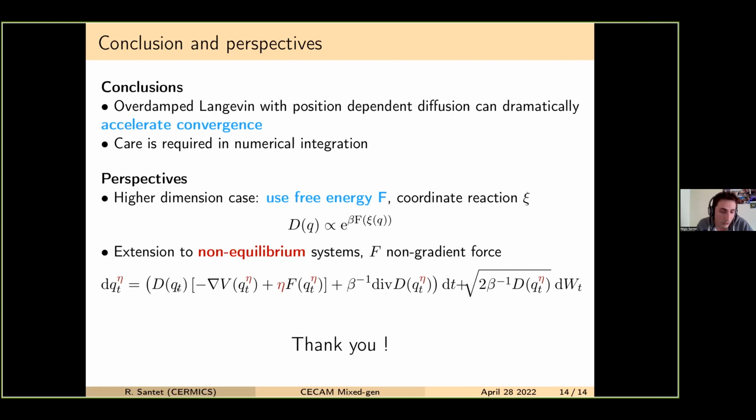And of course, there is an adaptation to non-equilibrium systems. If F, for example, is a non-gradient force and eta controls the magnitude of this force, then maybe we can have this overdamped Langevin dynamics with another term here. And this diffusion coefficient can help us compute more efficiently, for example, transport coefficients. So that'd be it. Thank you very much.